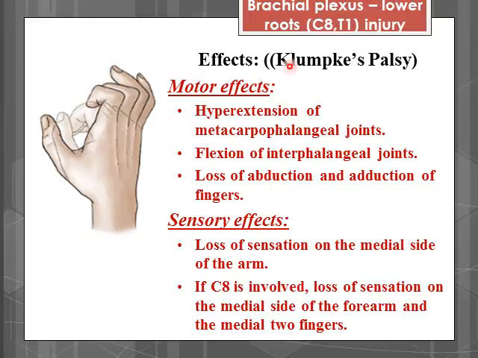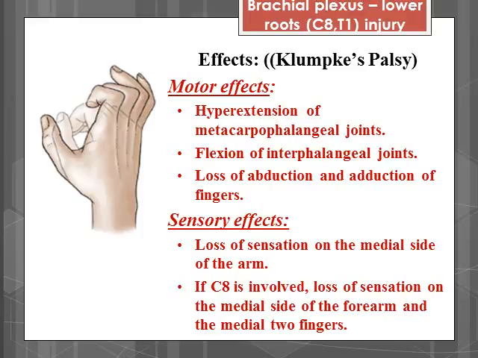It leads to Klumpke palsy. As we see here, the motor effects lead to what is called claw hand deformity. It includes hyperextension of the metacarpophalangeal joint. This joint is straight here, straight metacarpophalangeal joints with flexion of the interphalangeal joints, flexion of the fingers.